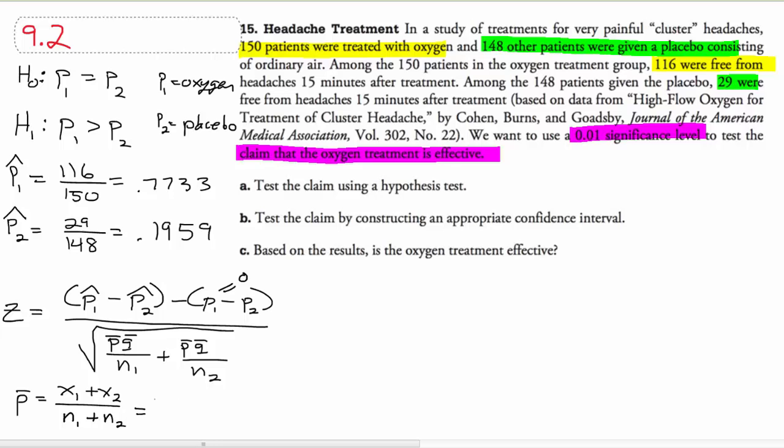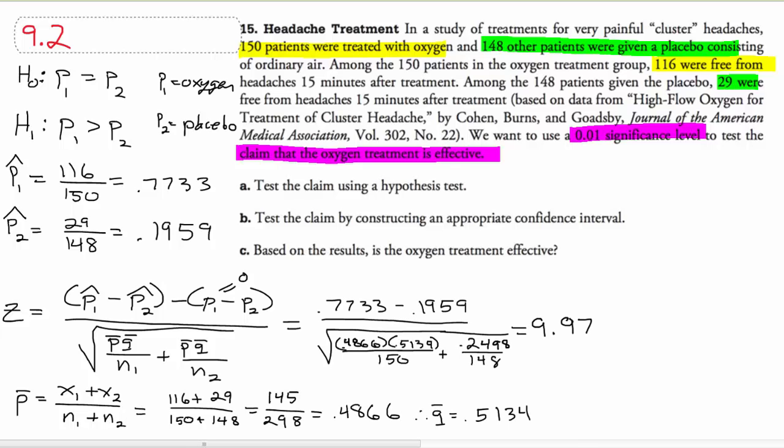So in this case, we have the 116 that were free from headaches, plus the 29, so that's the total successes, and then the two sample sizes, 150 plus 148. You can think of it as an overall proportion. It isn't a p-hat, because it's p-bar, but it's giving us an overall proportion. If we do the work, this is everything we get. Our p-bar is basically the average of all the successes, and that ends up being 0.4866 if we round, and then we do 1 minus that to get q-bar, and we get 0.5134. Again, we're rounding. Plug all that into the formula, and again, you're rounding on top of rounding.